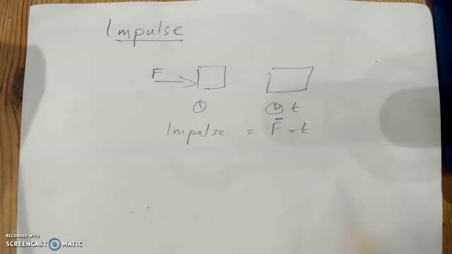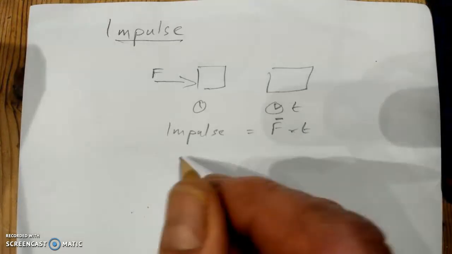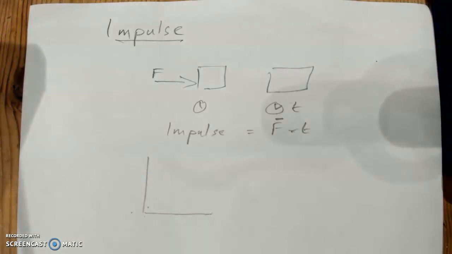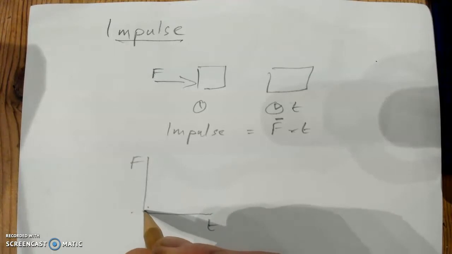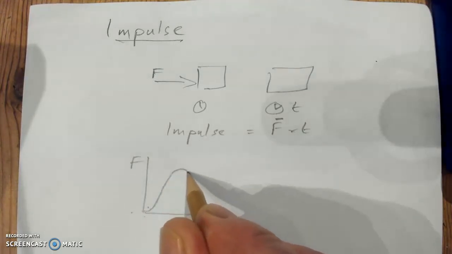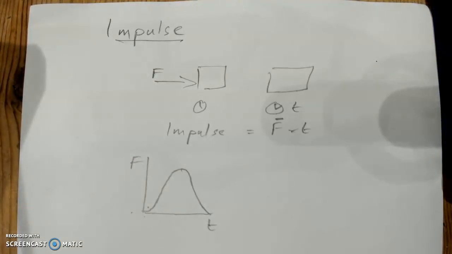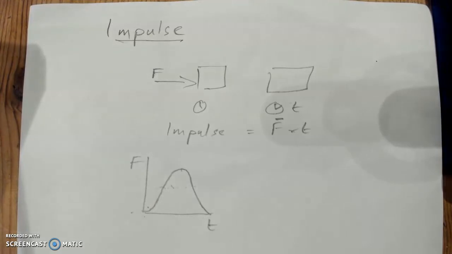So average has this bar across the top like that, meaning that it's averaged. That's because when you apply a force to an object, so if you kick a ball or if you hit a tennis ball with a tennis racket, the force and the time aren't constant. It generally changes, something like that, where there's a peak force in the middle there, and the average force is somewhere in between there. So that's where your average force comes from.